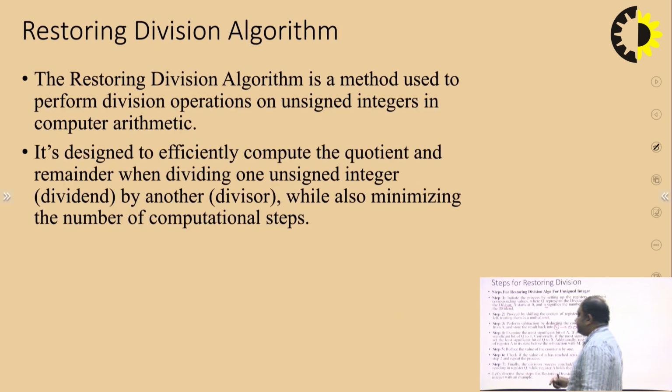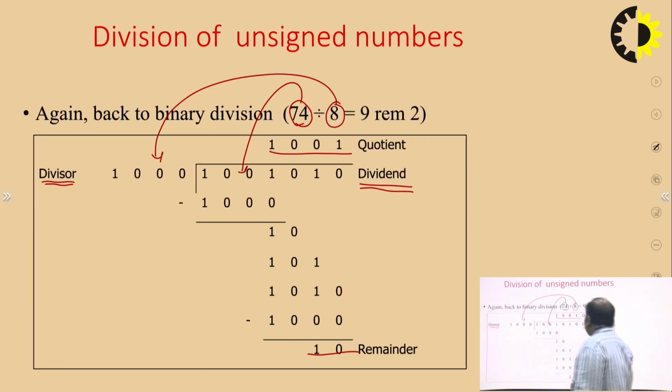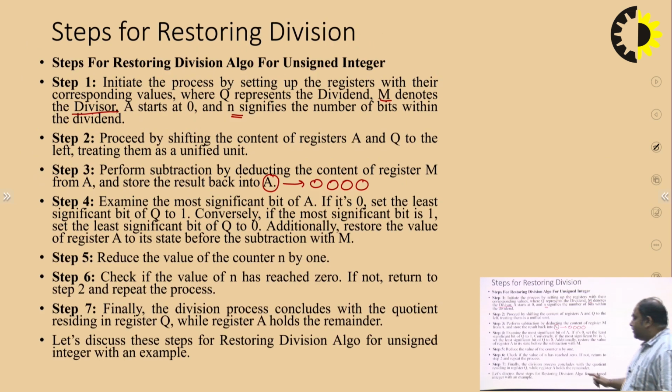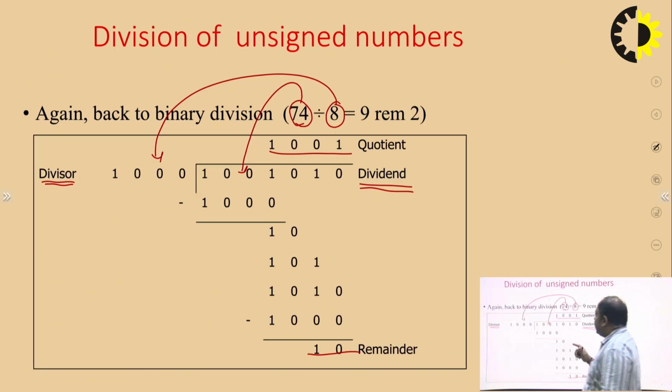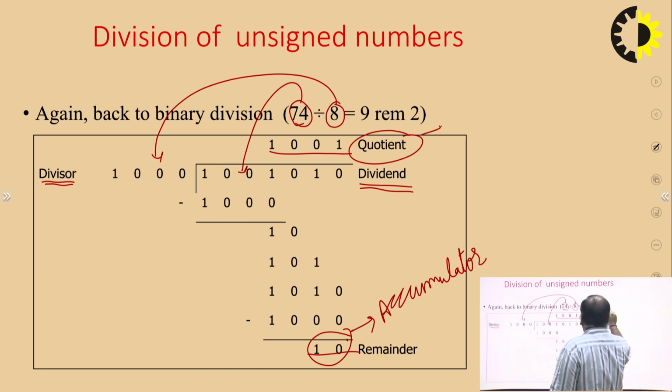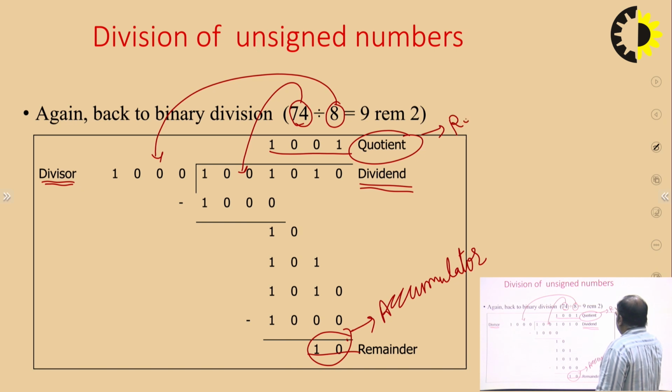So, as we see, the quotient is represented using register Q, and the remainder is represented using the accumulator. This 1 0 is represented in the accumulator, and this quotient is represented by register Q.